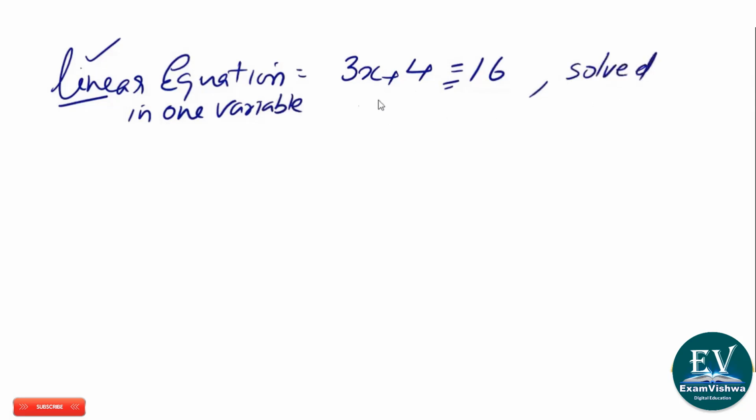You studied a certain mechanism of transposing from left to right. For example, you write 3x is equal to 16. This plus 4 will be removed by subtracting 4 on both sides. You studied how to find this 16 minus 4 is equal to 12, and the multiplication by 3 will be divided. All these things are studied.